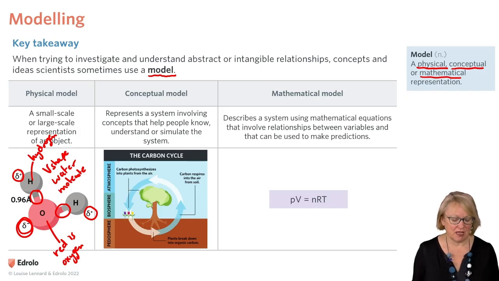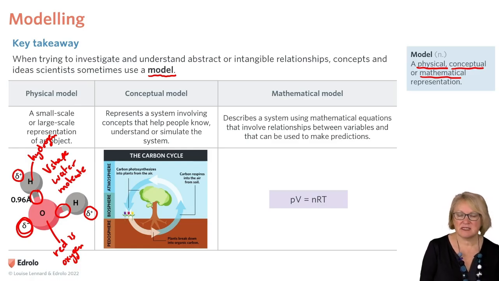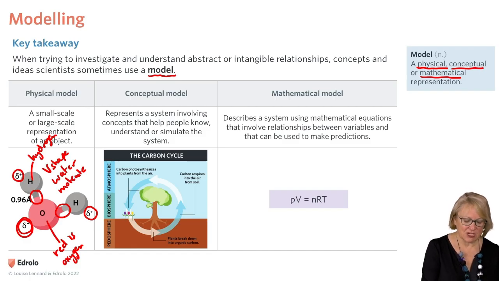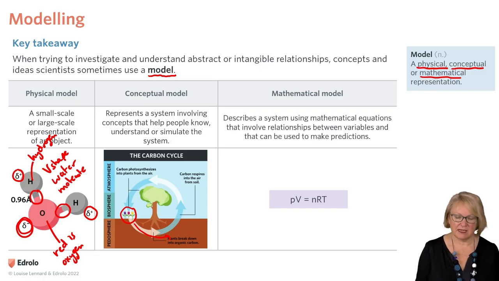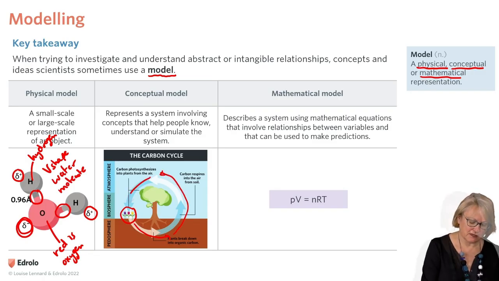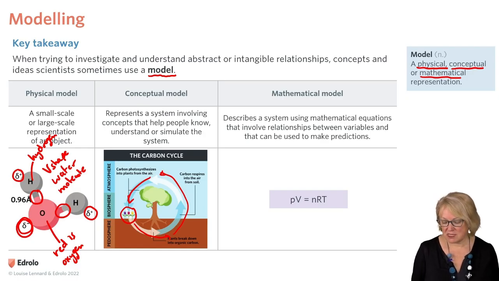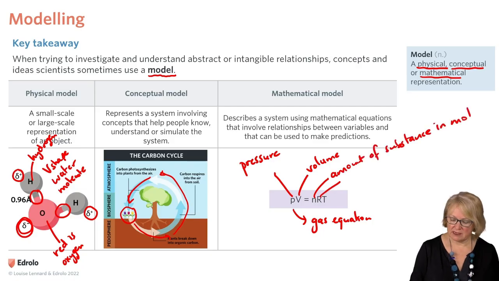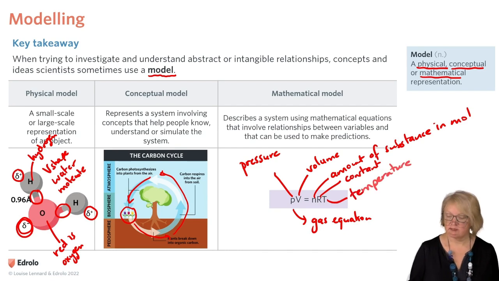We could have a conceptual model like the concept of the carbon cycle, which takes place on Earth over long periods of time, where plants absorb carbon dioxide from the air and change it through photosynthesis into sugars, which are used to grow the plant, which then get broken down into organic carbon, and the cycle continues. Or we could have a mathematical model. So this is the gas equation, where P represents pressure, V represents volume, small n is the amount of substance in mole, R is a constant, and T is temperature. So another type of model.